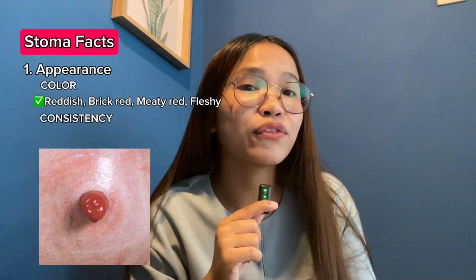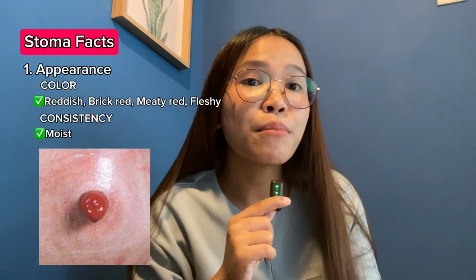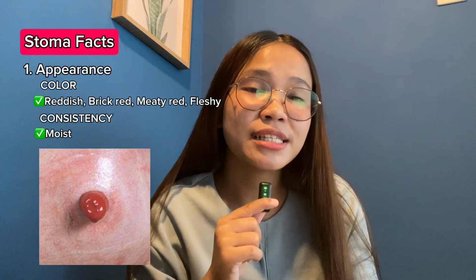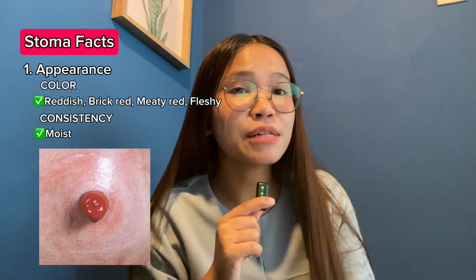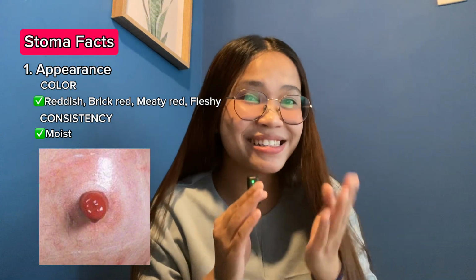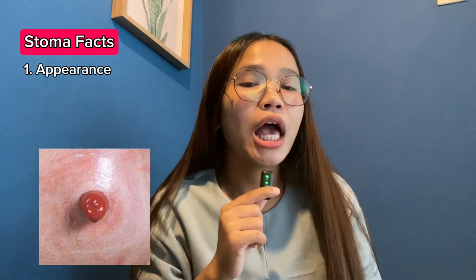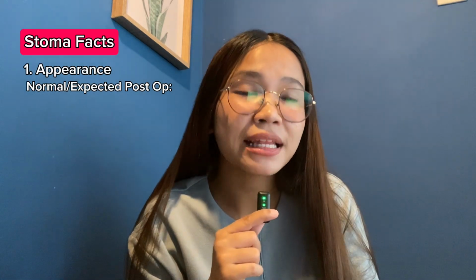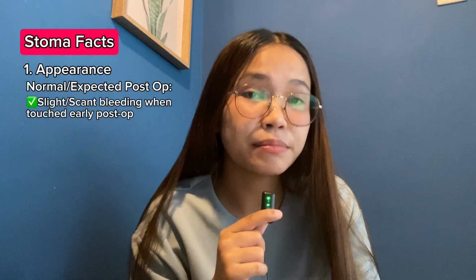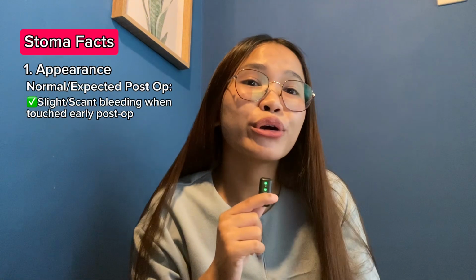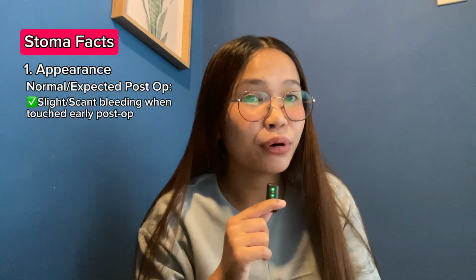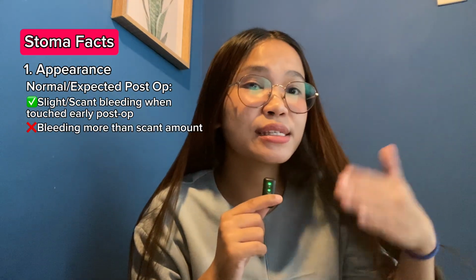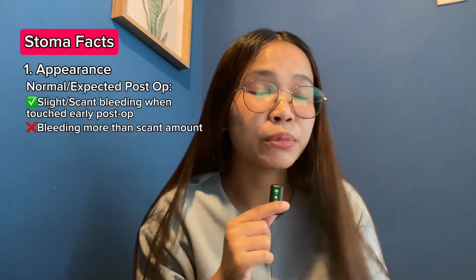And the consistency of your stoma must be moist. It should not be dry. And why is it moist? Again, just like what I have said, it's because they still produce mucus that lubricates the surrounding mucosal tissue. And what are the things that are normal and expected post-surgery? It is normal to expect slight or scant bleeding when you try and touch your stoma, especially early post-op. What's not normal is if it starts to bleed more than the scant amount. That one is reportable to the physician.